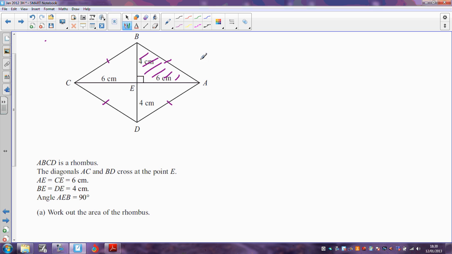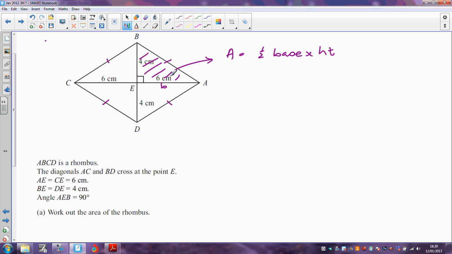So the easiest way to find the area of the rhombus is to work out the area of one of these triangles and then multiply by 4. So if we look at this triangle, I can see that the base is 6 centimeters and the height is 4 centimeters. Remember, the area of a triangle is just half base times height. The height and the base must be perpendicular to each other, right angles to each other, which they are.